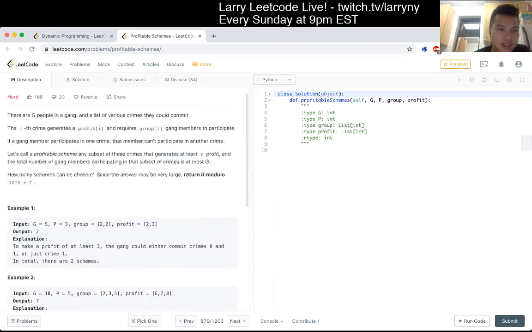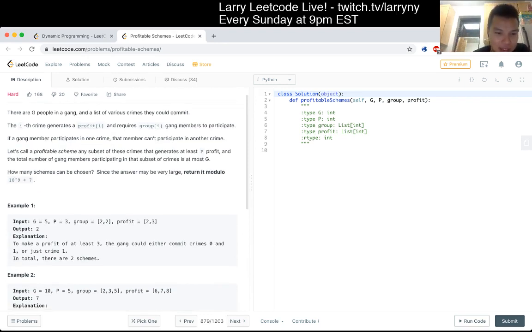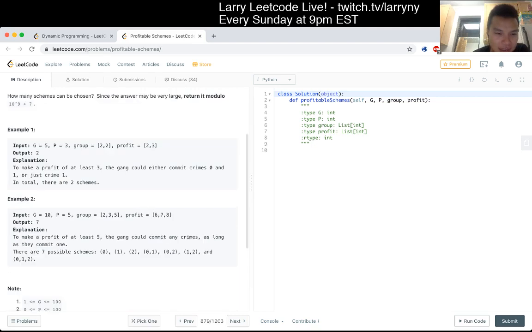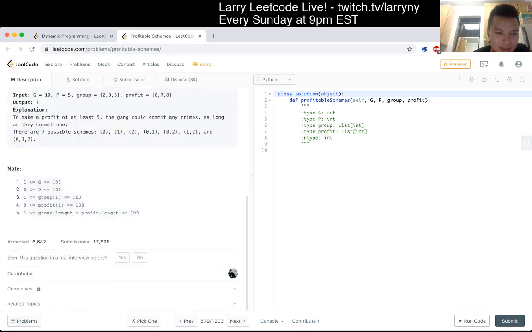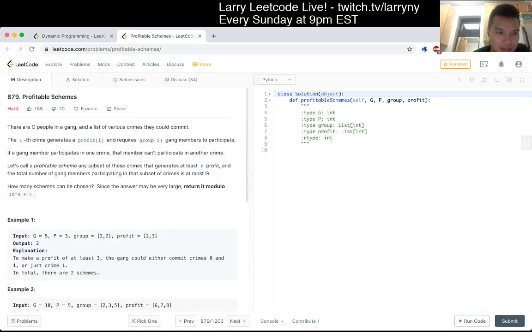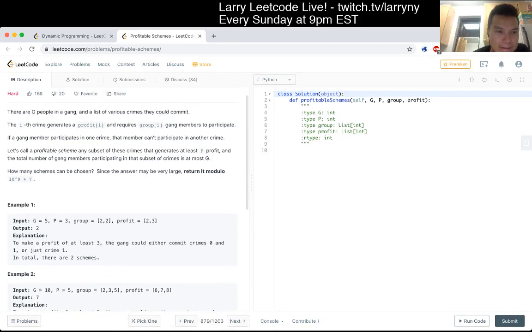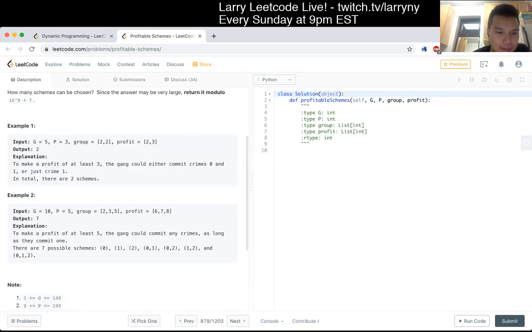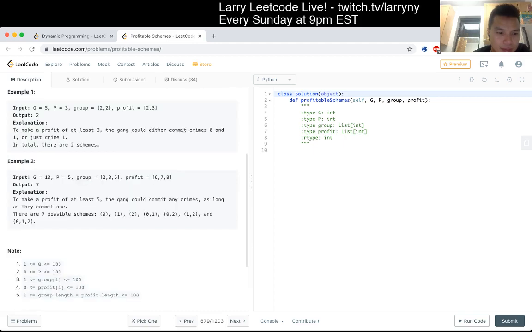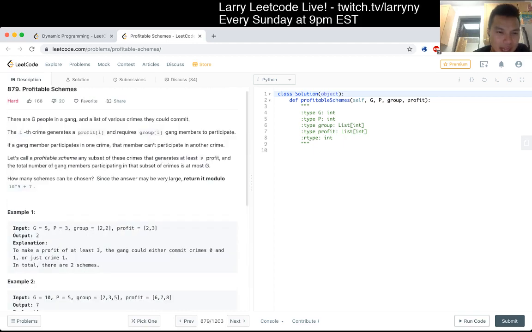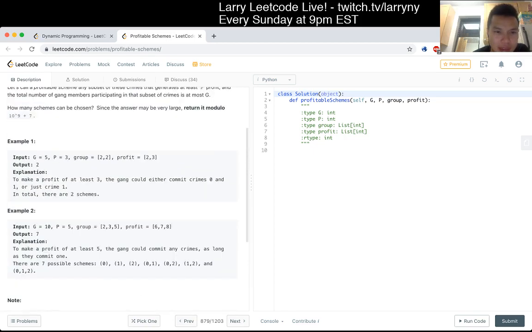Okay, back to this part for a second. Take a profit of at least 3. You can take a profit of at least 5, as long as they commit 1. It feels like some kind of knapsack-y thing, maybe. But okay, let me reread this.